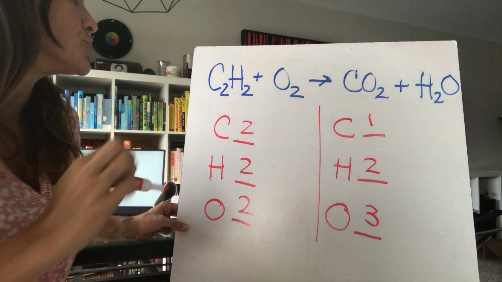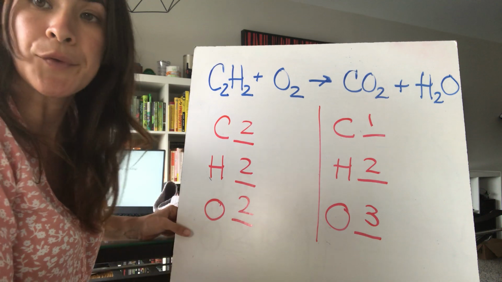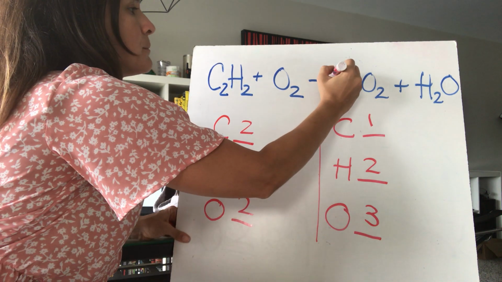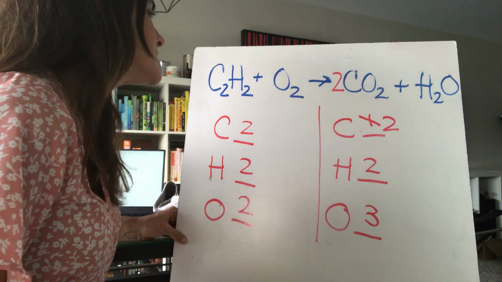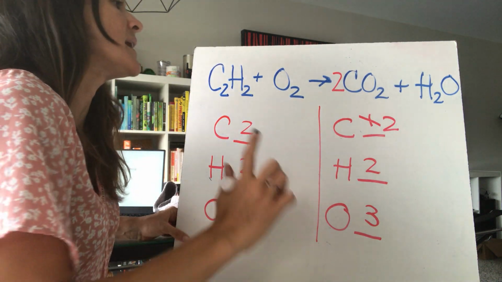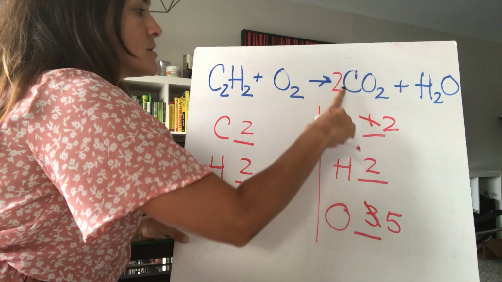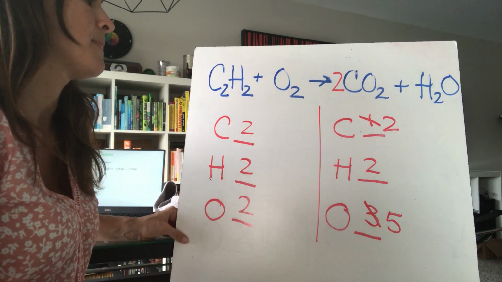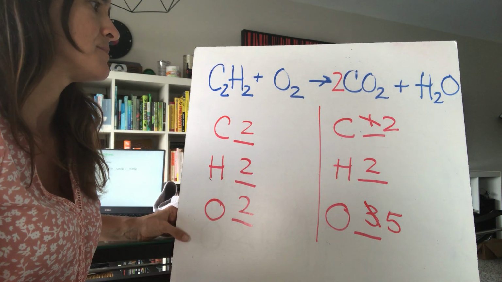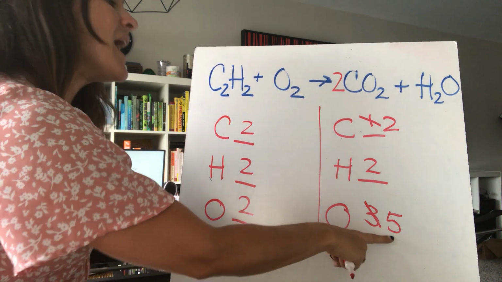So let's see what I should do first. Okay, I see this discrepancy here, so I'm gonna put a 2 here. And that means now I get 2 carbon dioxides, 2 carbons, and I also change the amount of oxygens to 5. 2 times 2 is 4, plus the 1 over here is 5. What's next? 2, 2, 2, 2, 2, 5.